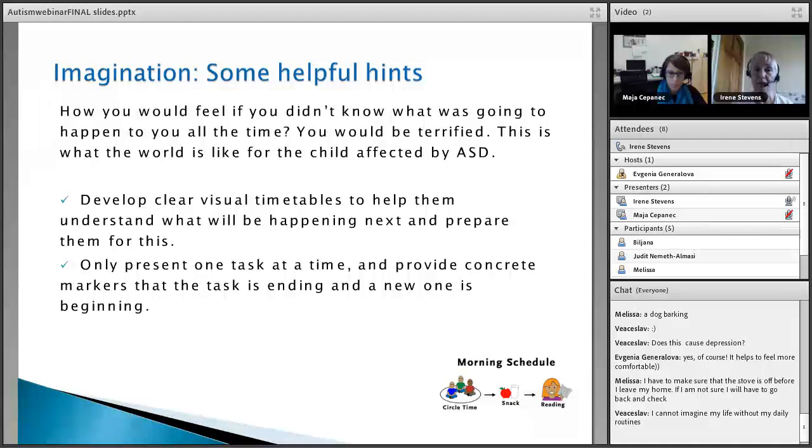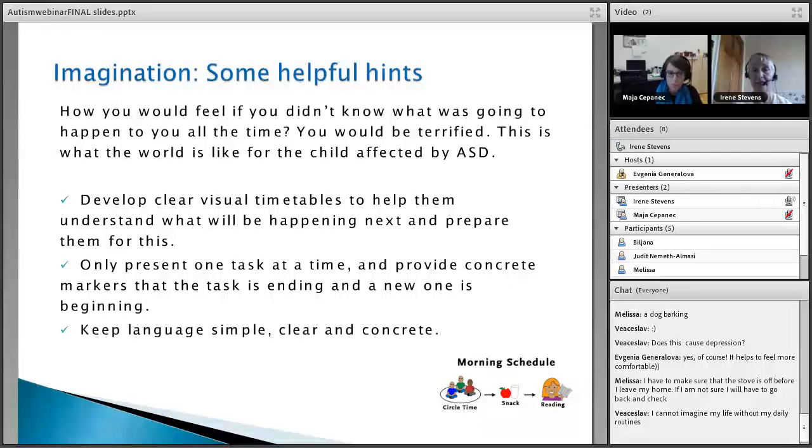And only present one task at a time. You know, don't try and do two or three things or give lots of choice, because that's not helpful for a child affected by ASD. And provide concrete markers that the task is ending and a new one is beginning. So using the visual timetable is a very good way to do that. And these are used quite regularly, certainly in the UK.